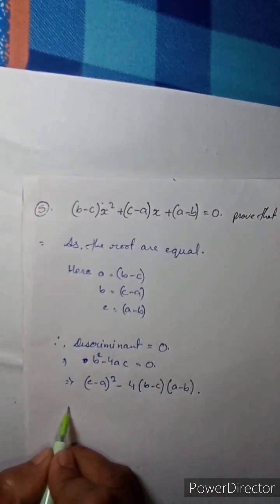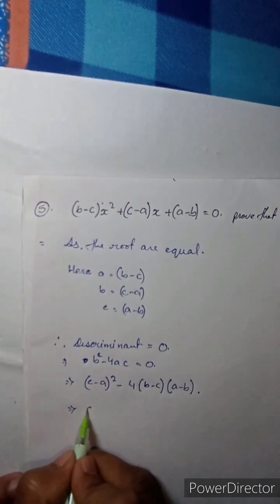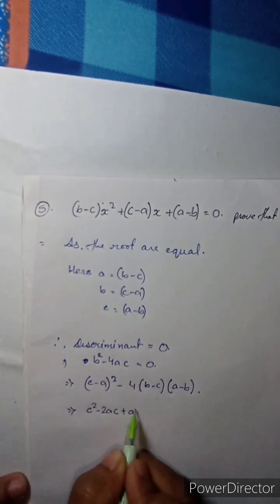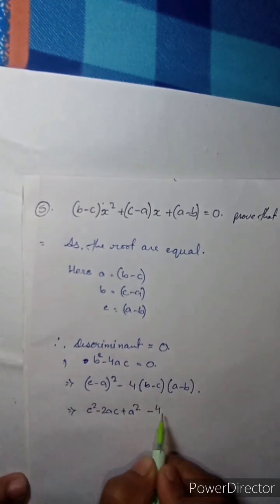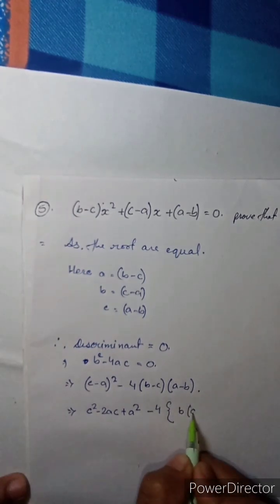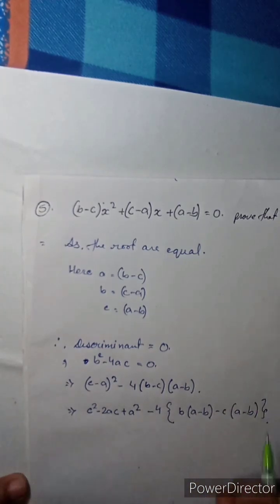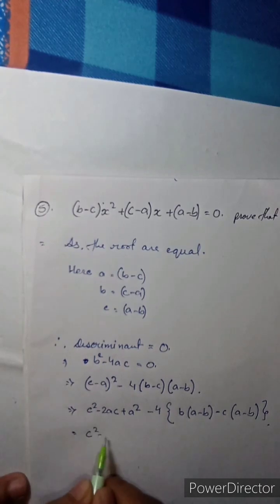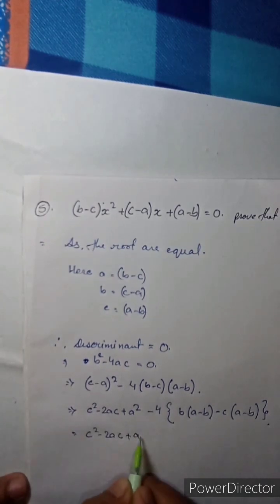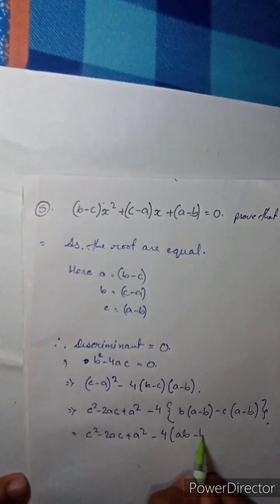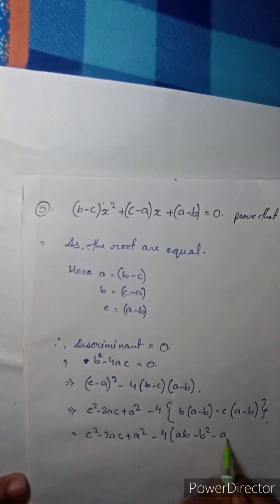So how can we solve this? We put the formula: a square minus 2ab plus b square, minus the 4 will remain the same, so we multiply b with (a minus b), and c with (a minus b), and the bracket is closed. So c square minus 2ac plus a square minus 4, then ab minus b square minus ac plus bc is equal to 0.